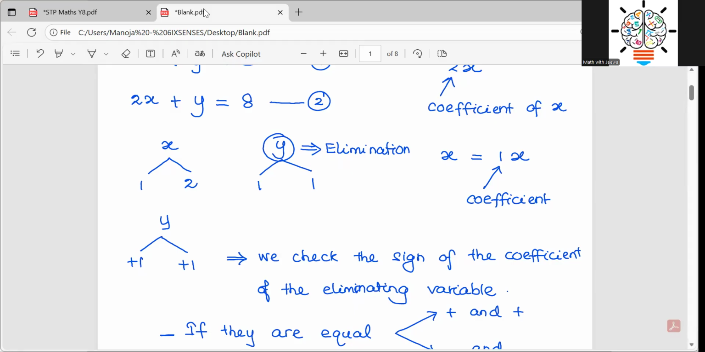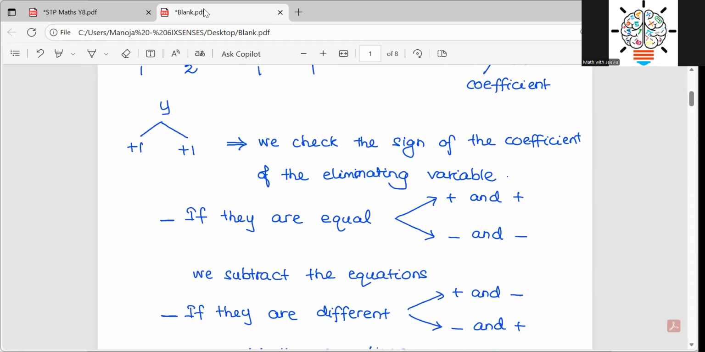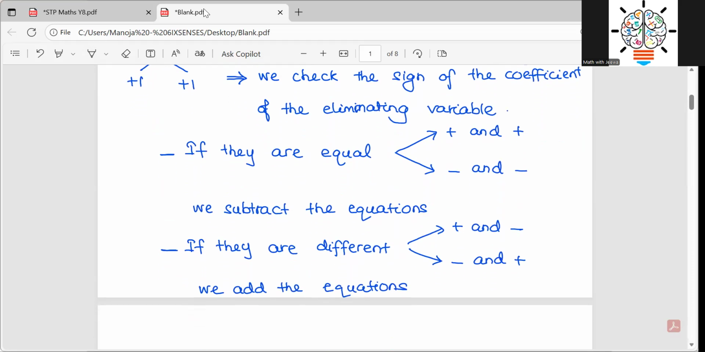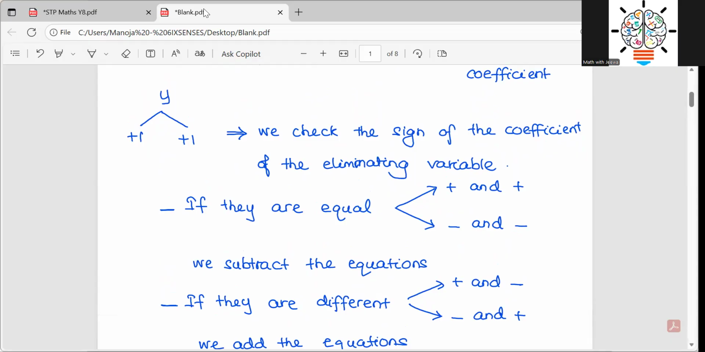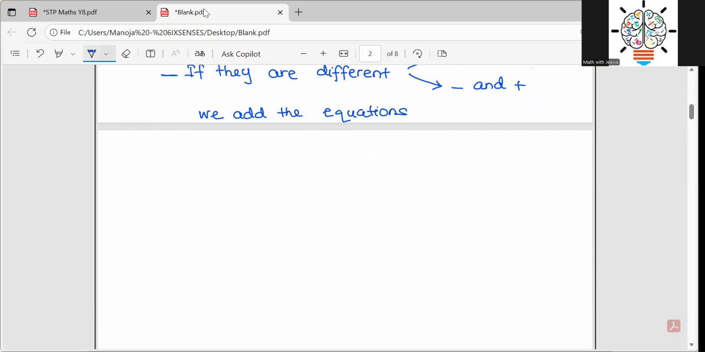After deciding the eliminating letter, you check the sign of the coefficient of the eliminating variable. Here it is plus plus. If they are equal, like plus and plus, or minus and minus, we subtract the equations. If they are different, maybe plus and minus, or minus and plus, we add the equations, right? So this is the theory. You can pause the video and write it down. Now I'm going to do 3 examples.